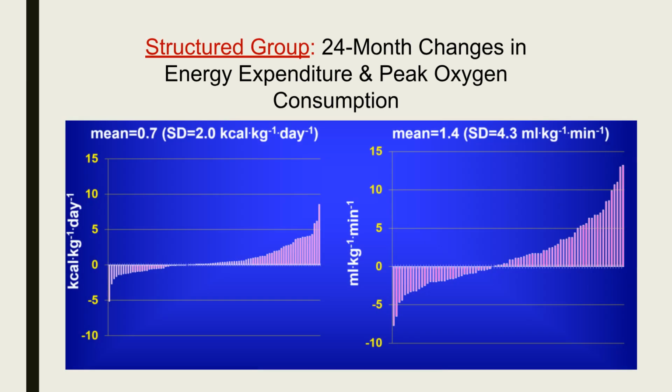The next two slides show individual changes over time in energy expenditure and peak oxygen consumption, from pre to post-intervention. Each bar represents one participant. In the structured group, there was a high level of variability in individual responses at 24 months. For energy expenditure, changes ranged from a decrease of about 5 to an increase of about 8 kilocalories per kilogram per day. For peak oxygen consumption, changes ranged from a decrease of about 7 to an increase of about 13 milliliters per kilogram per minute. This highlights that individuals respond very differently to the same intervention.